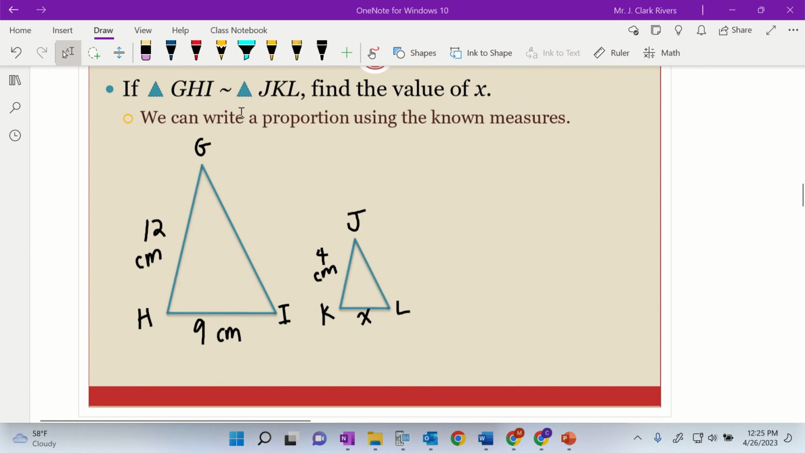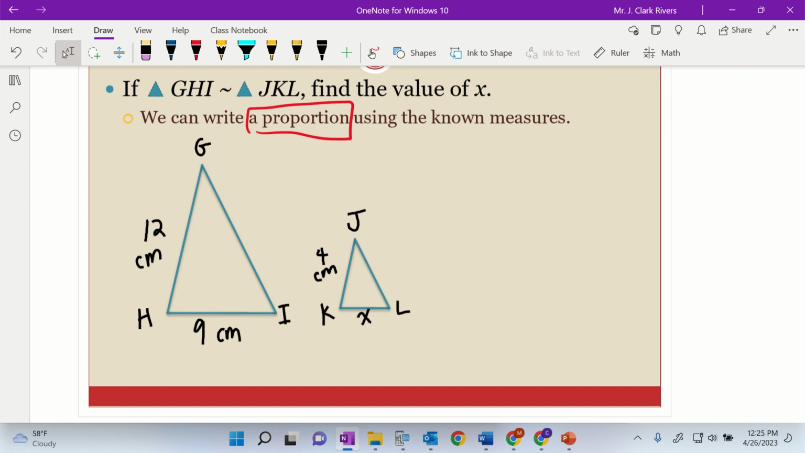Today we're going to talk about similarity statements. Triangle GHI is similar to triangle JKL. We want to find the value of x. Set up a proportion using the known measures and solve for x. So see if you can do this now using a proportion.